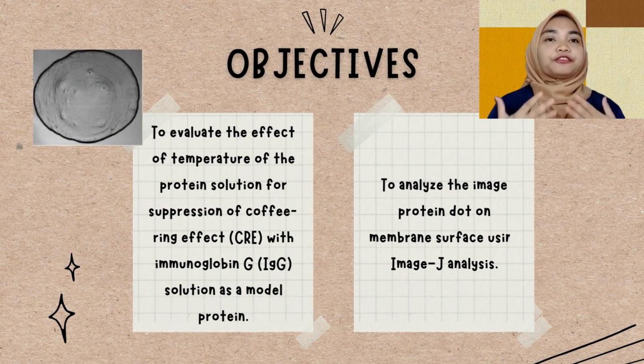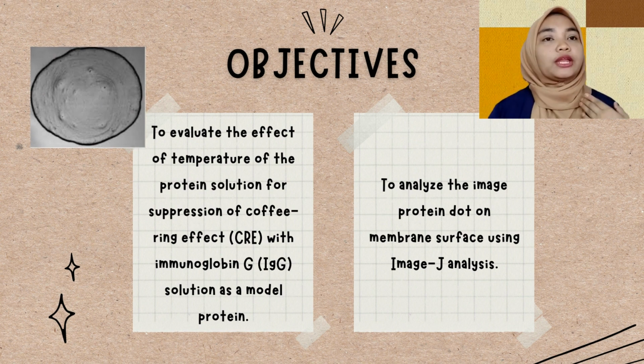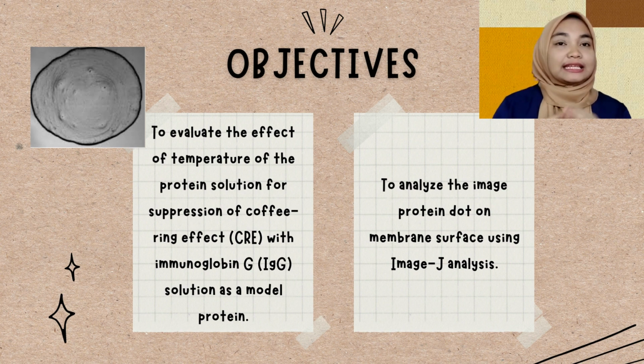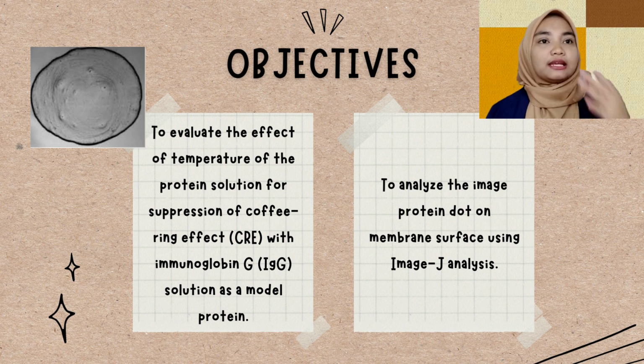Therefore, the objective of my study is to evaluate the effect of temperature on the protein solution for suppression of the coffee ring effect, CRE, with immunoglobulin G, IgG, solution as a model protein. Then, the captured image from the protein blotting method will be analyzed by using software known as ImageJ.